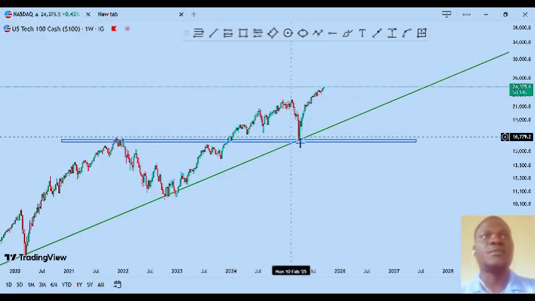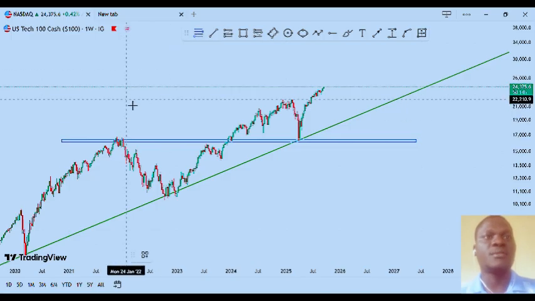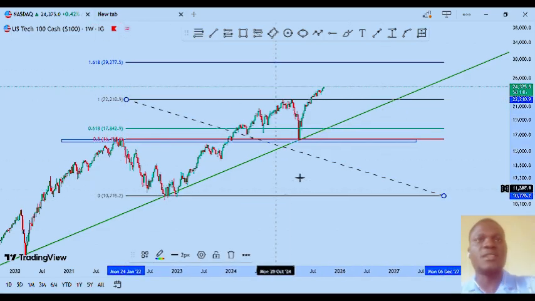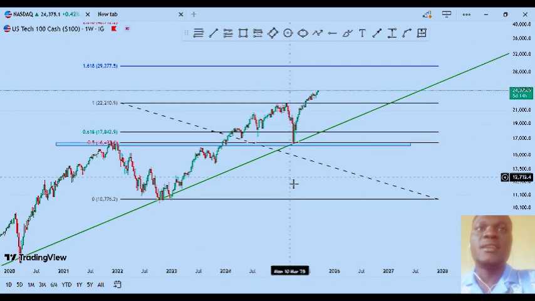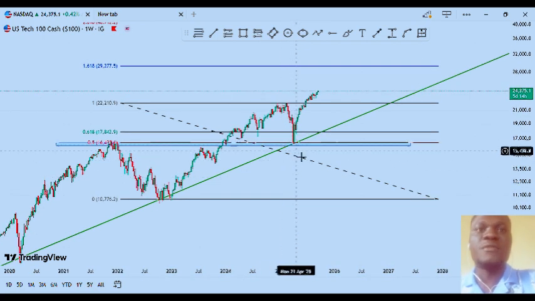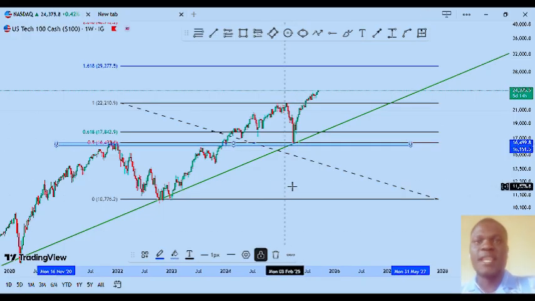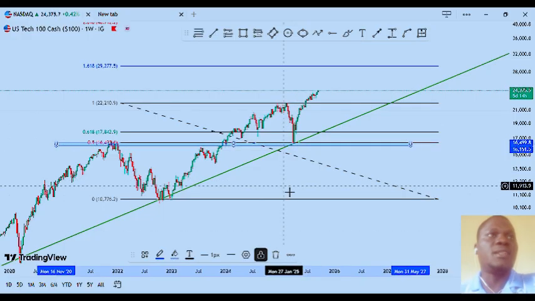And if you make use of the Fib retracement on this previous high to this previous low, you see there are so many confluences here, right? There are so many confluences here that signal a possible bullish move to the upside on the Nasdaq market. So we might see $30,000 per the price of the Nasdaq.